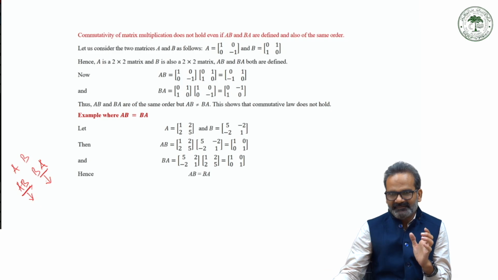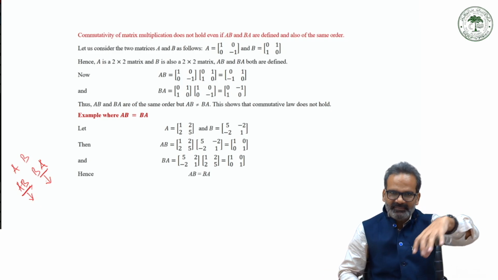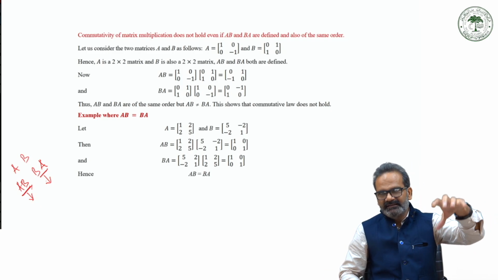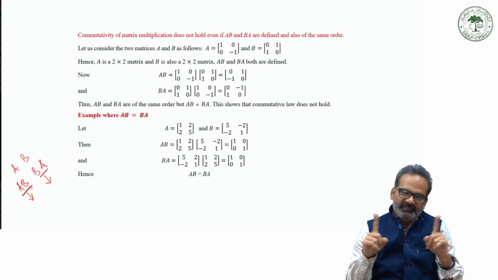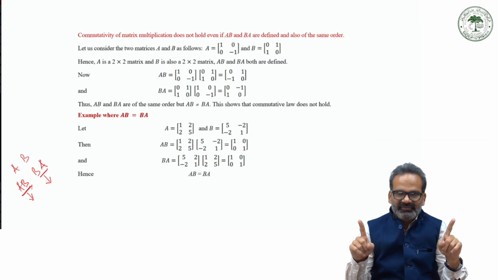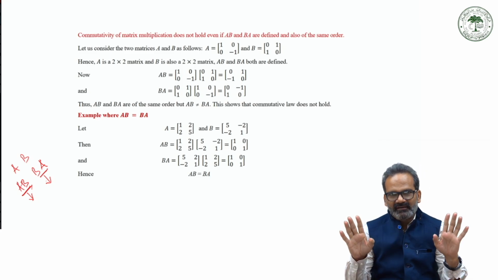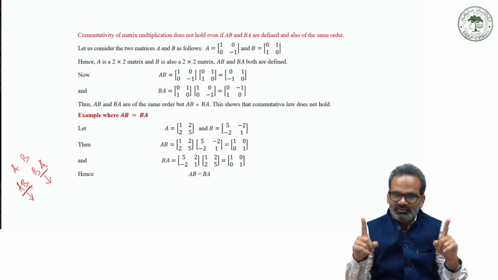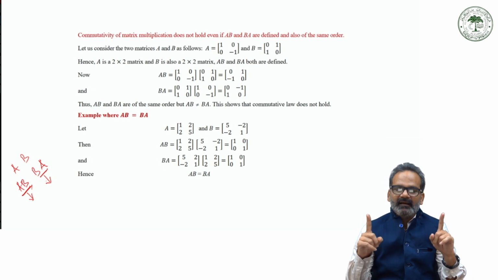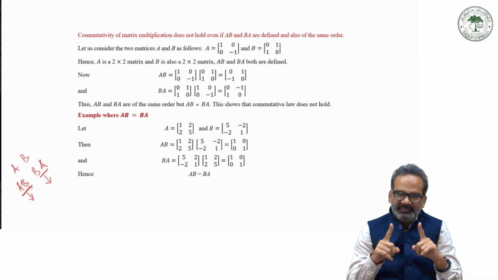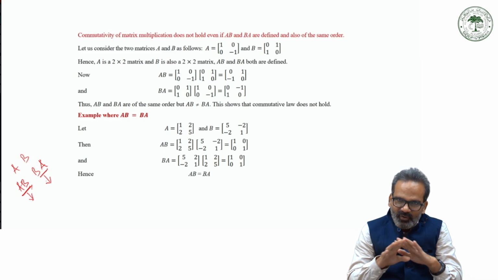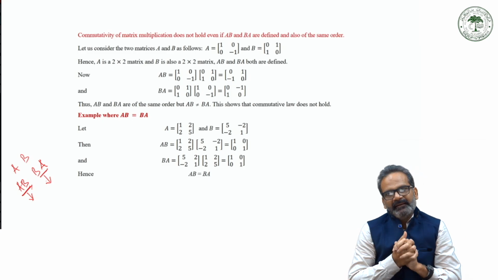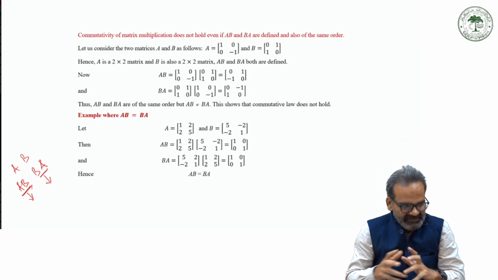Are you getting the point? The difference between this example and the last example is what? In the last example, we took two matrices A and B. Their products AB and BA are possible, but they are of different orders, so they cannot be equal. But here in this example, we will take two matrices A and B. AB is possible, BA is possible, and the order of AB and the order of BA are both the same. Even then, AB is not equal to BA, right?